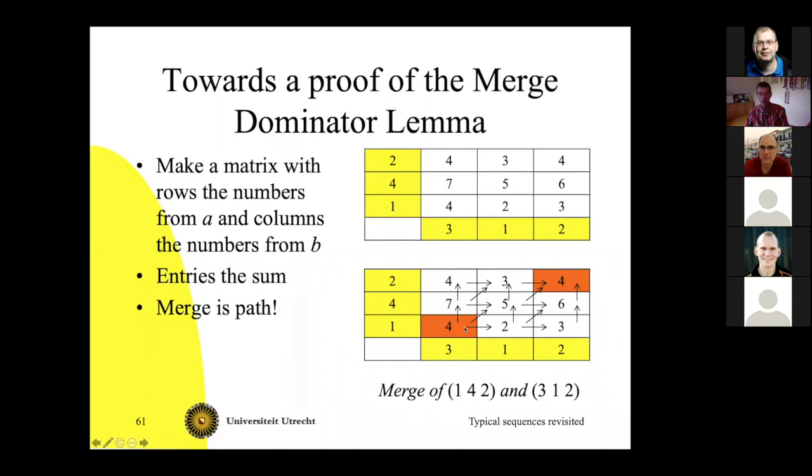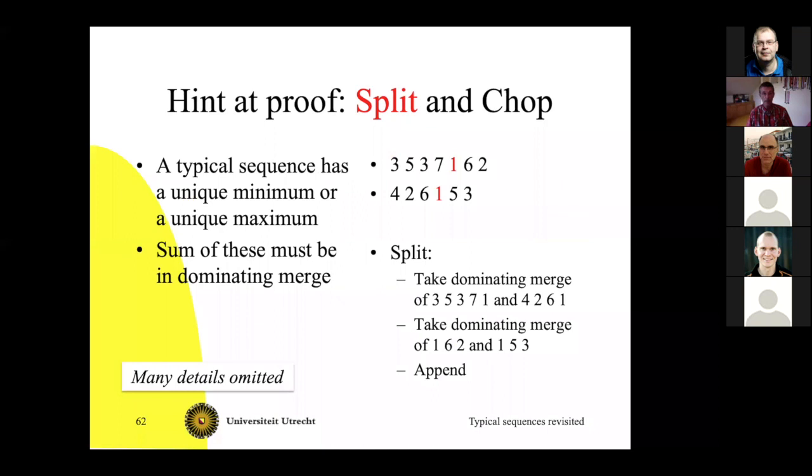Any merge is just a path in this graph going from the lower left corner to the upper right corner of this matrix. And using that, you can actually prove things and show this merge dominating lemma. Well, the proof is many pages long, so I'll just give a few hints here.